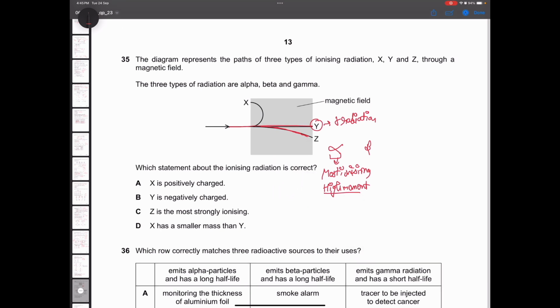So Z is the most strongly ionizing, Z is the alpha particle, Y is the gamma radiation, X is the beta particle. Beta is an electron, so it has very light mass, so it will get deviated very fast.